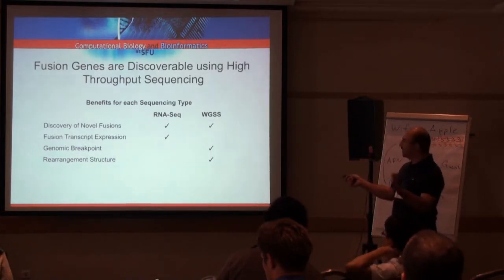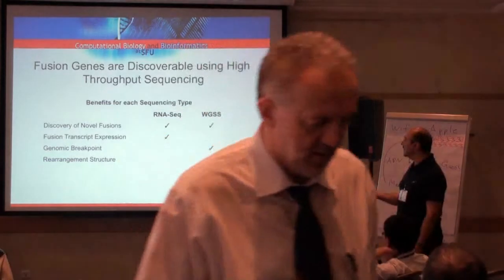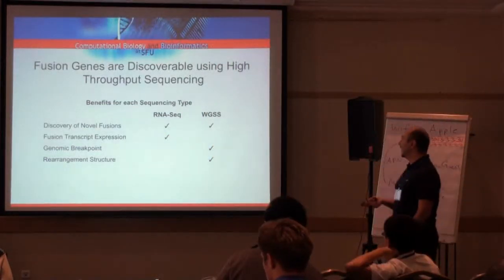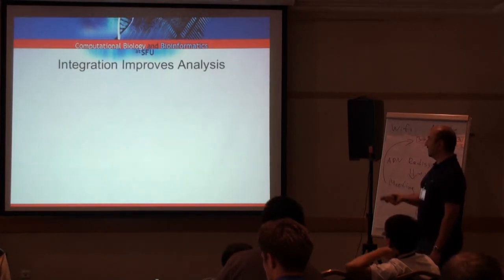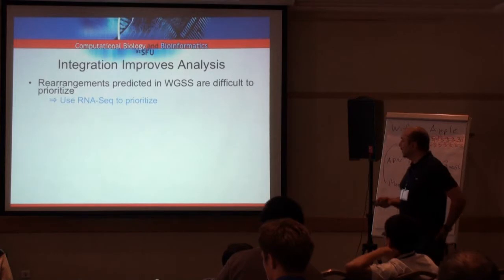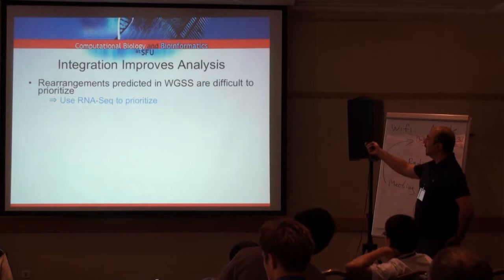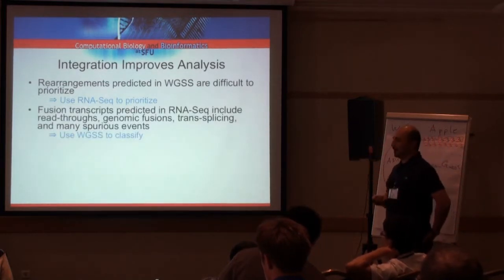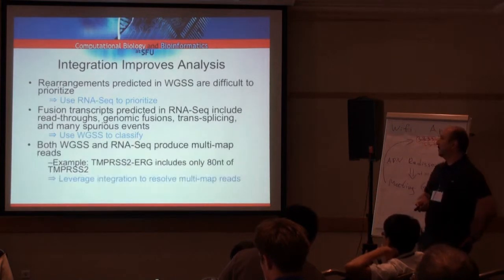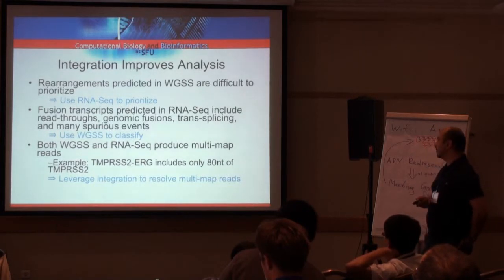We have done a comparative study using both RNA-seq and matched WGSS, but each one obviously has its advantages. I'm not going to get into that. I'm going to focus on just some results. So by the use of RNA-seq to prioritize expressed aberrations, and the genome data to classify them, we were able to obtain fusions that have been undetected in prostate cancer.